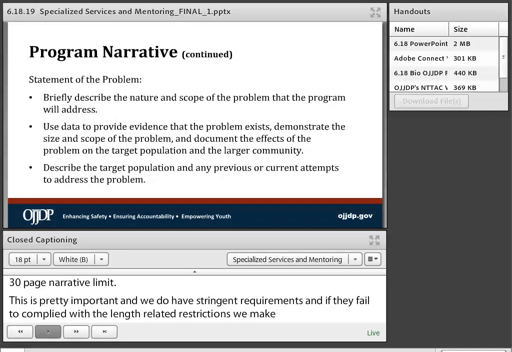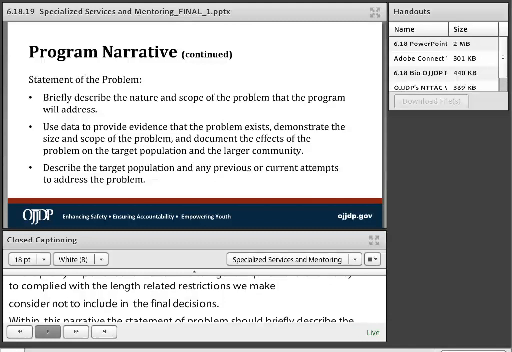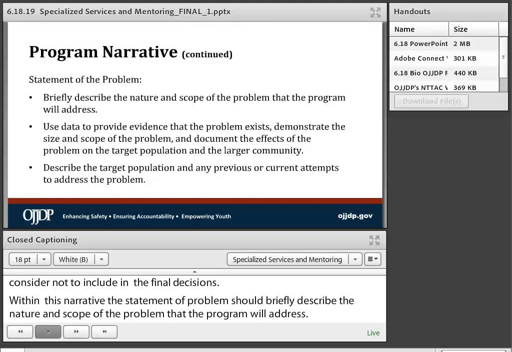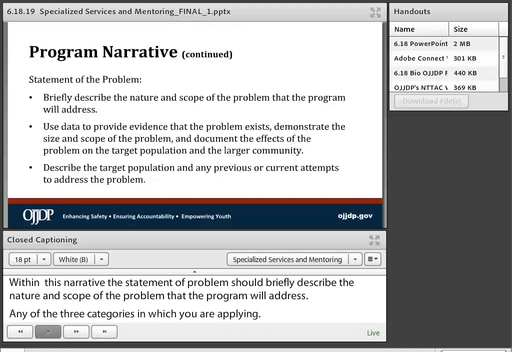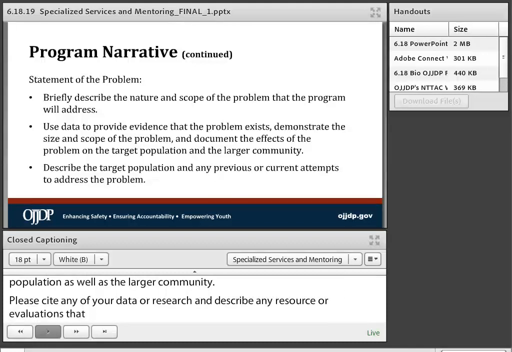So within this narrative, the statement of the problem should briefly describe the nature and scope of the problem that the program will address. So any of the 3 categories in which you're applying. You should use data to provide evidence that the problem exists within your community, the size and scope of that problem, and the effects of the problem on the target population as well as the larger community. Please cite any of your data or research, and describe any research or evaluation studies that relate to the problem and contribute to your understanding of its causes and potential solutions, and anything that you have done in an attempt to address the problem.